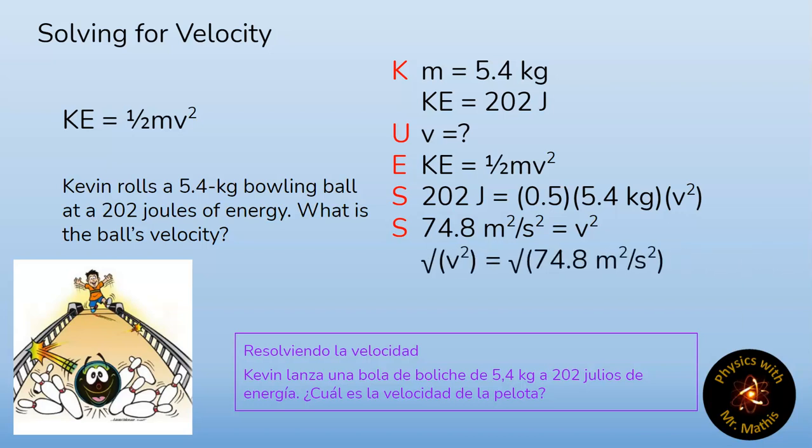Now to solve for v, we have to take the square root of both sides. I flipped it around here so v is on the left like we're used to seeing, but we're going to do the square root of v squared and the square root of 74.8. When we do that, we get v equals 8.6 meters per second.